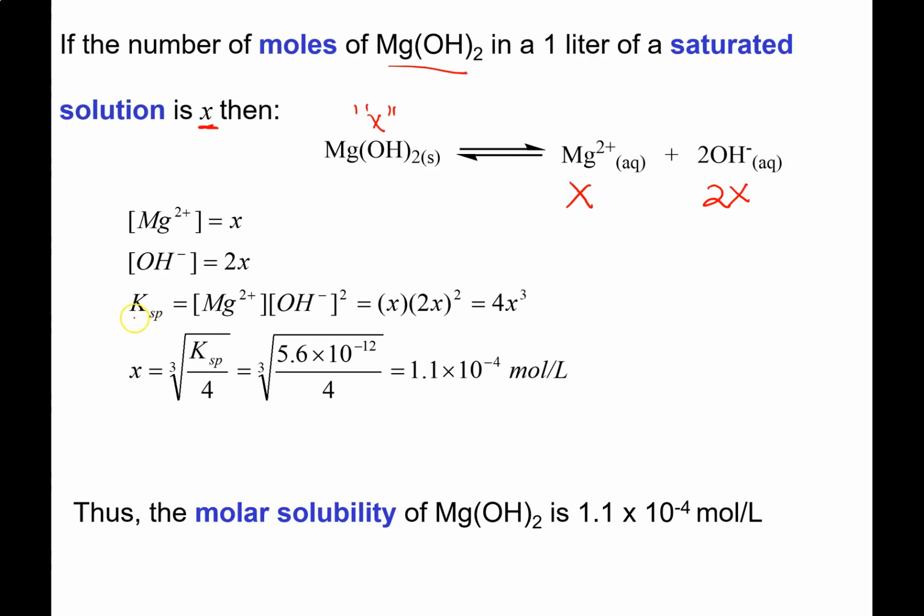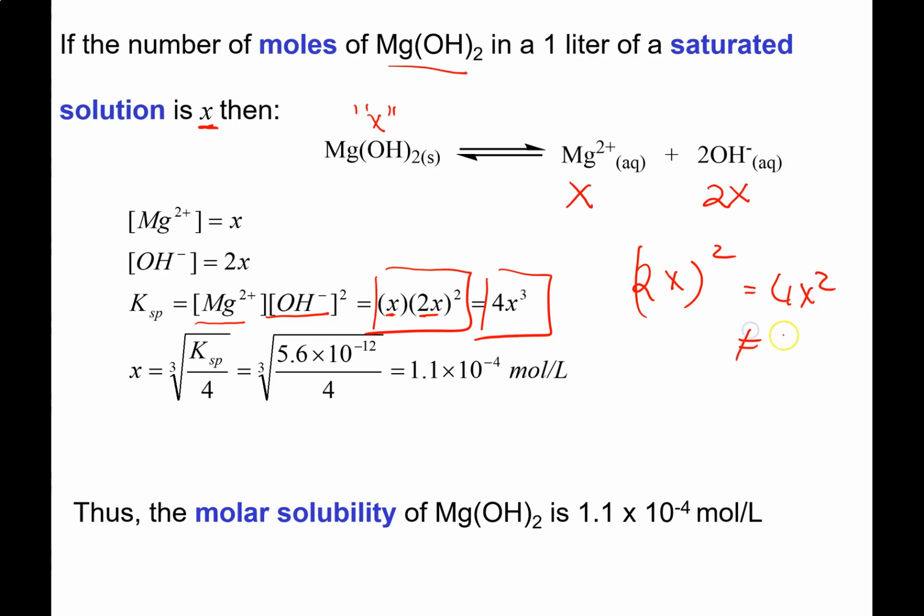Now I can go through, and I know that Ksp is going to be the concentration of magnesium ions multiplied by the concentration of hydroxide ions squared. So that's going to be x times (2x) squared. So (2x) squared gives me 4x squared, multiplied by x gives me 4x cubed. You always have to make sure you don't make any errors with the algebra in here. A classic mistake is that (2x) squared equals 4x squared. Sometimes people will say it equals 2x squared because they forget to square both parts of that expression. So just be aware of minor slips like that and getting things wrong.